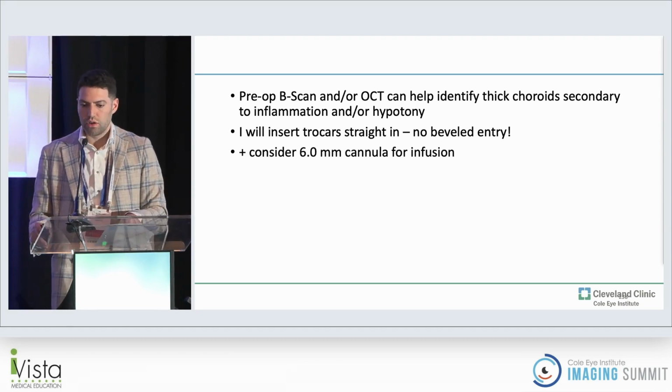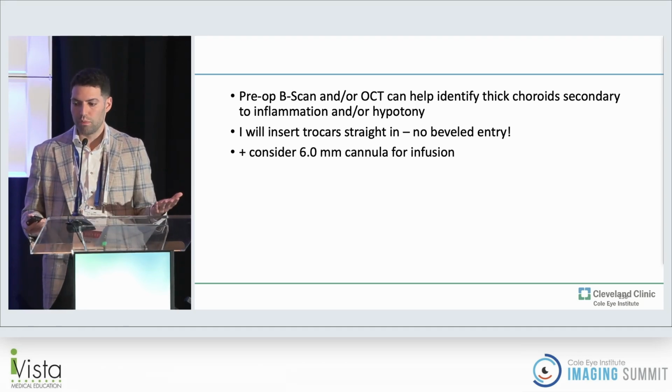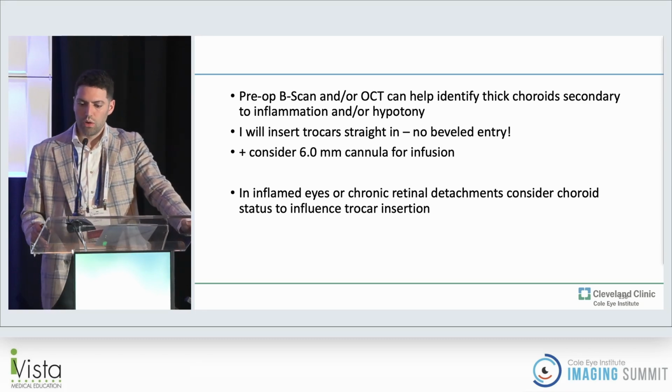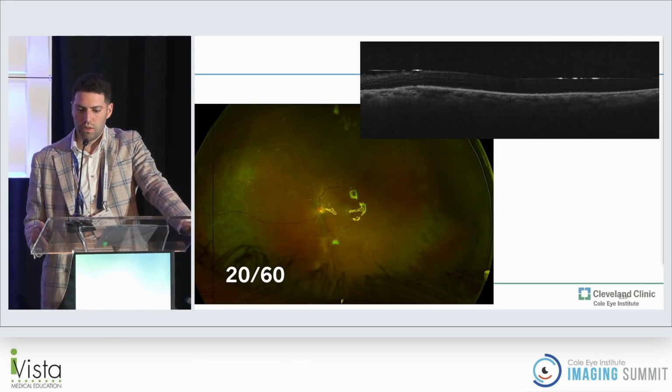You also want to consider a 6mm cannula for your infusion in these cases when you identify there's a thick choroid preoperatively. So in inflamed eyes or chronic RDs, with or without hypotony, consider choroid status to influence your trocar insertion.